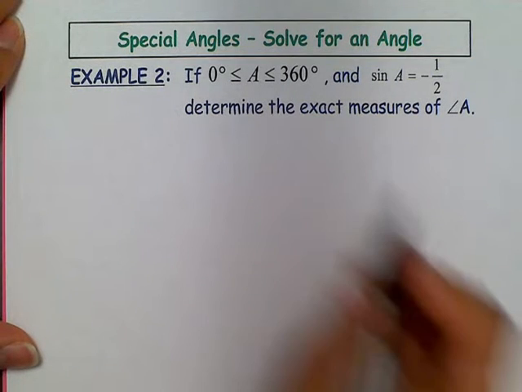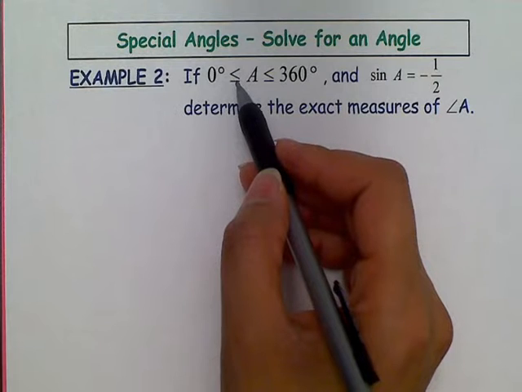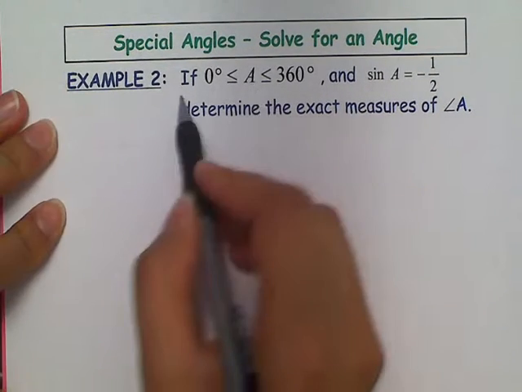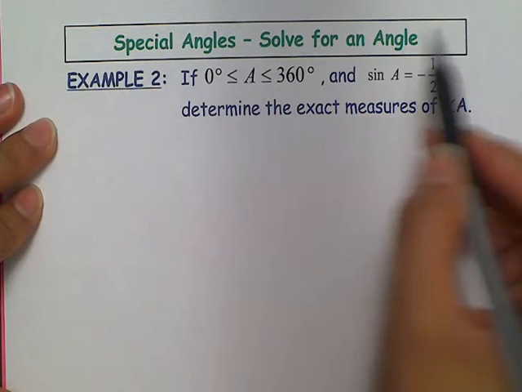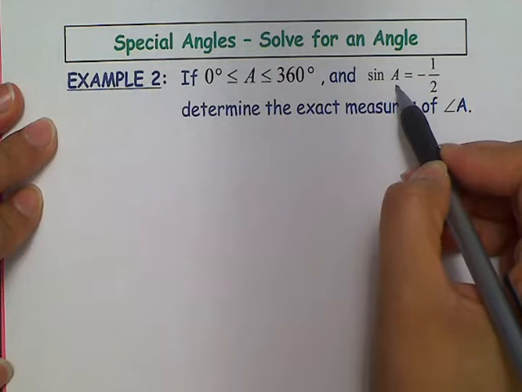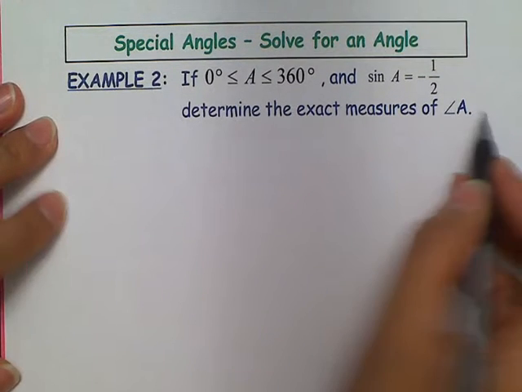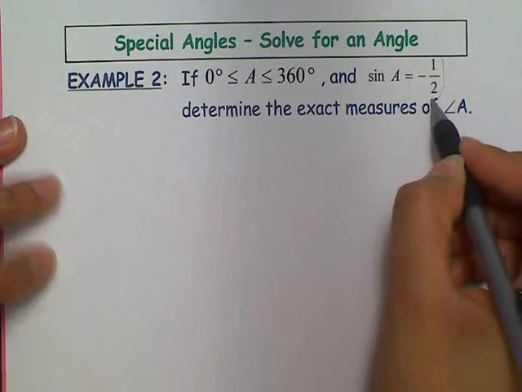For example 2, this one's a little bit different. You'll notice that you're not actually given an angle in this case, you're actually given a ratio. And it says if angle A is between 0 degrees and 360 degrees, and sine of angle A is equal to -1/2, determine the exact measures of angle A. Because what you'll notice here is that I'm actually given a ratio.